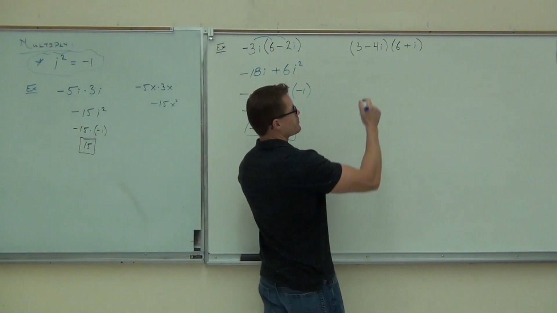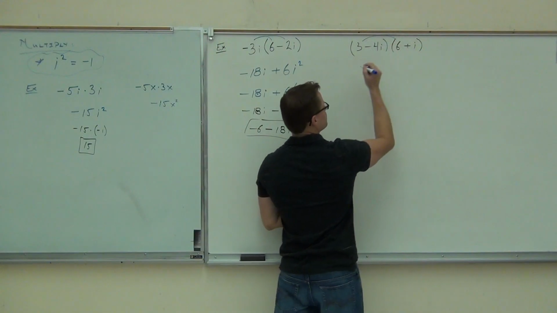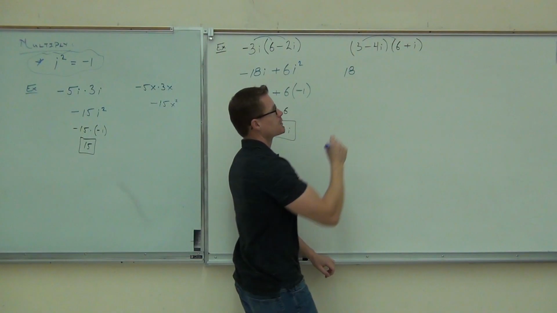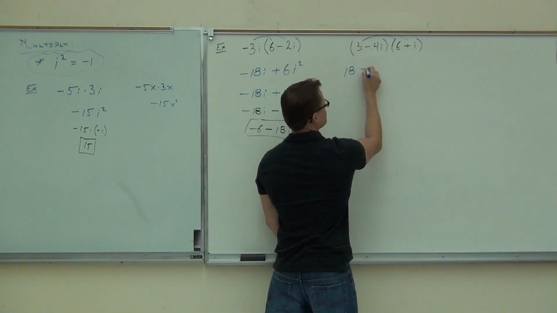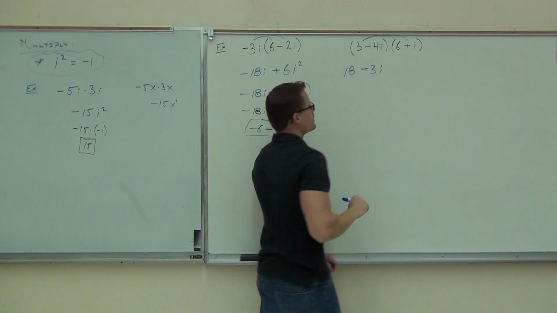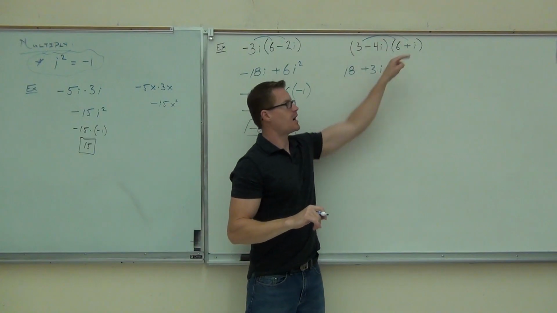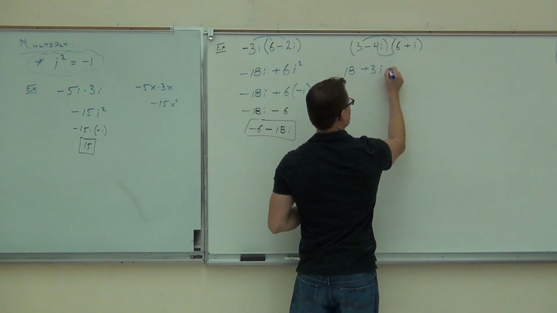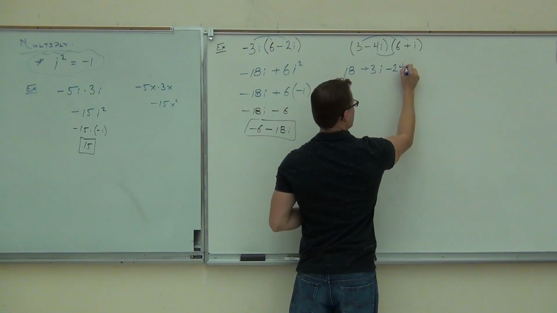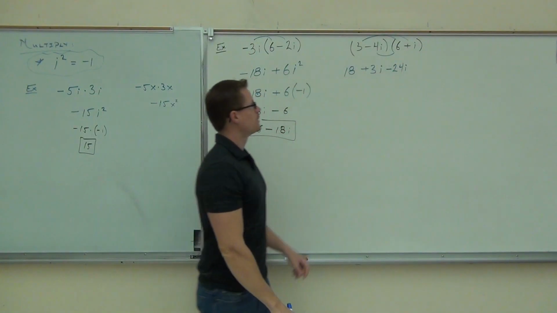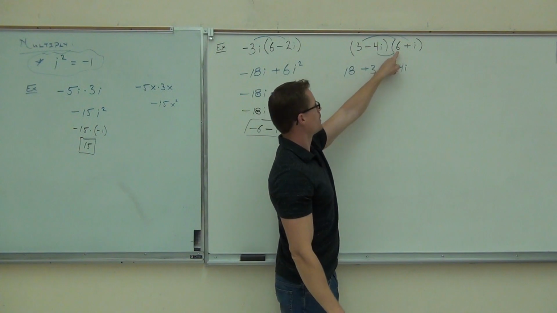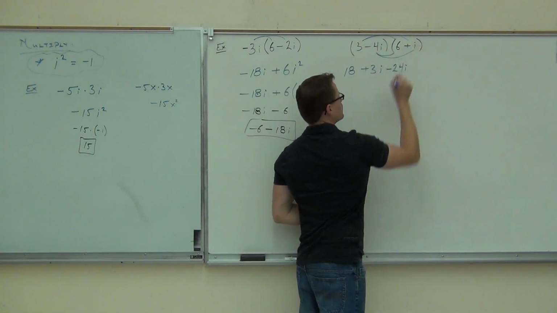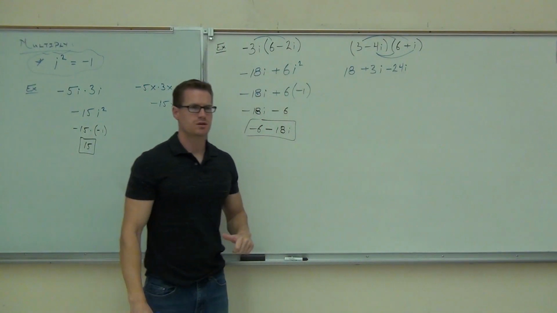If I distribute everybody, what's the first thing I'm going to get? 18. And then what am I going to get? Plus 3i. Great, I like the plus 3i. After that, I've done the 3 times the 6 and the i. What's next, folks? Minus 24i. And then lastly, we're going to do this one. We're going to get how much? Negative 4i squared.